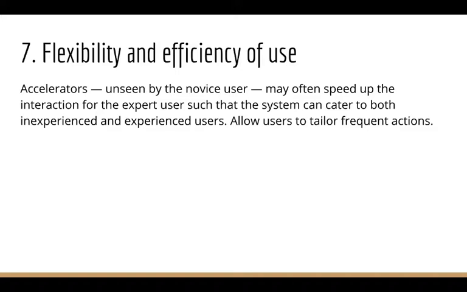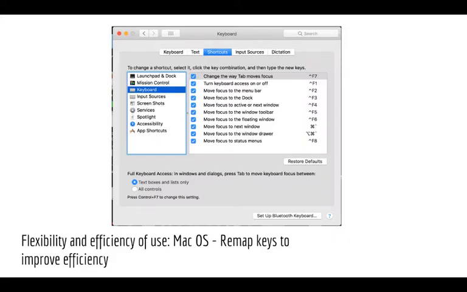So the next one is flexibility and efficiency of use. This is really about allowing people to be as efficient with their application as possible, whether it's a beginner user or a tool to help improve a professional's experience. For example, the Mac operating system has keyboard shortcuts. I don't know if any of you have used them, but they give you your keyboard, one way, pretty standardized.